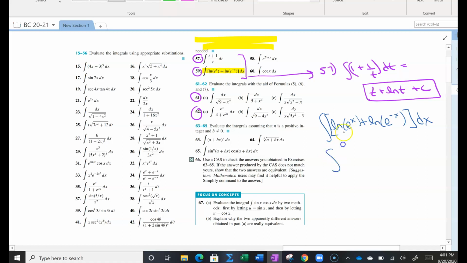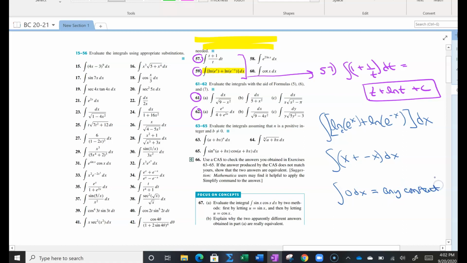Algebraically, though, the log base e of e to the x simplifies to x, and the log base e of e to the negative x simplifies to negative x, dx. And then we get the indefinite integral of 0 dx. And what's the indefinite integral of 0? It is just any constant.